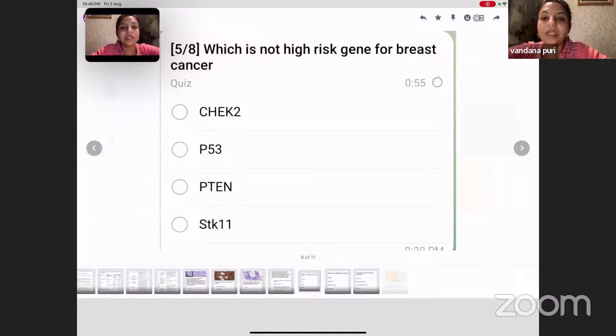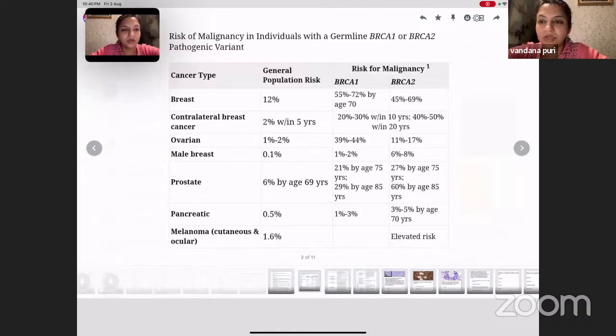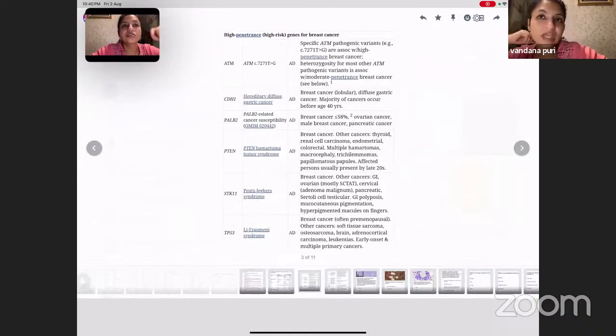Okay, now this is another question: which is not a high risk gene for breast cancer. Please remember there is a separate criteria for this. We have high penetrance genes and we have moderate penetrance genes. High penetrance genes means high risk genes for breast cancers. And which mostly come under this? One is Li-Fraumeni syndrome, all of you know that. Then second is STK11. People think that STK11 is only associated with Peutz-Jeghers syndrome. No. Remember, STK11 is also associated with ovarian tumors, breast cancers, even cervical cancers, which is adenoma malignum. And which ovarian cancers? Usually they are sex cord-stromal tumors. So these are things you should remember.